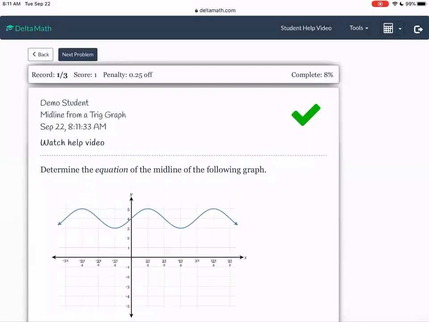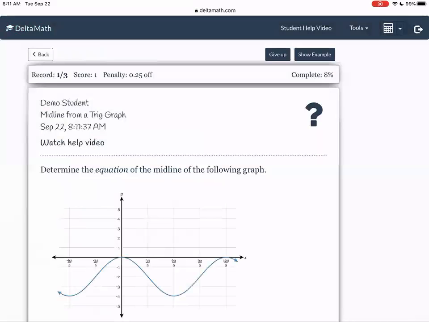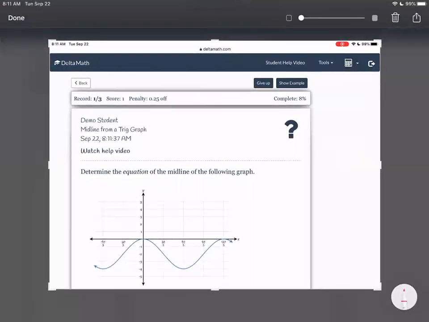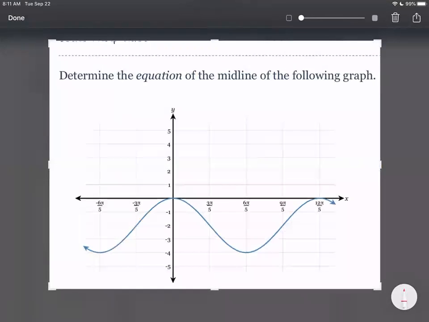All right, let's take a look at another problem. Okay, screenshot this one. Determine the equation of the midline of the following graph. If you are visually inclined, you might be able to tell that the middle is right over here. However, since this one is a taller graph, some people might have trouble finding out where exactly the middle is. So let me show you another way. You could just look at it and draw it, but some people cannot just look at it and figure out where the middle is.